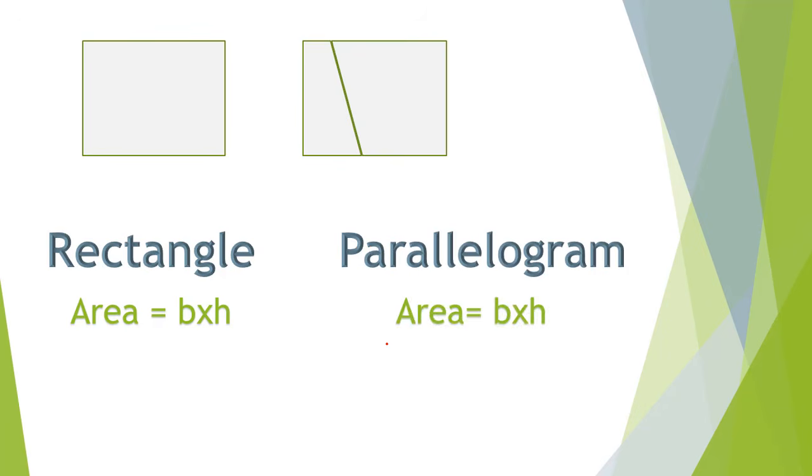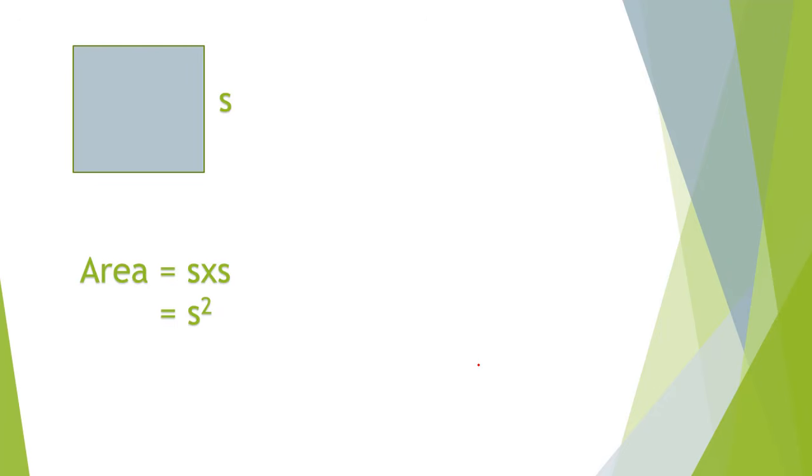Parallelogram area. For a parallelogram, we have the same formula, base into height. So what's the logic behind it? If I cut a rectangle from this line and move it to this side, it's converted into a parallelogram and the area is the same, so that's why we use the same formula. Area for a square is side into side. All sides are equal and we can write it as side squared.